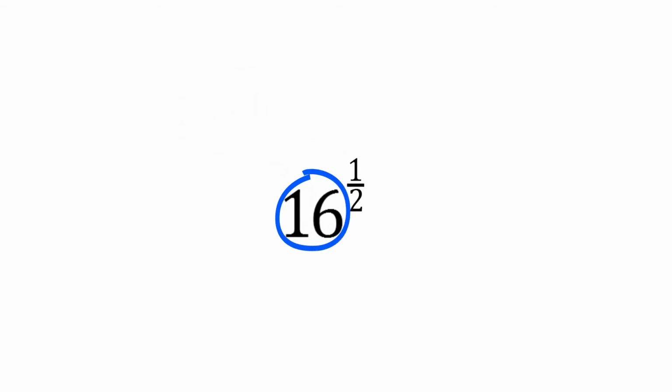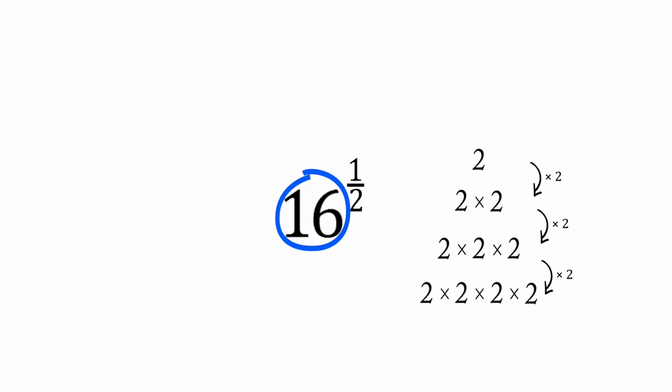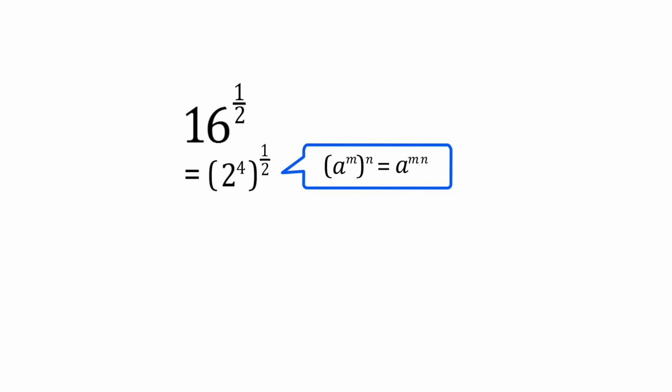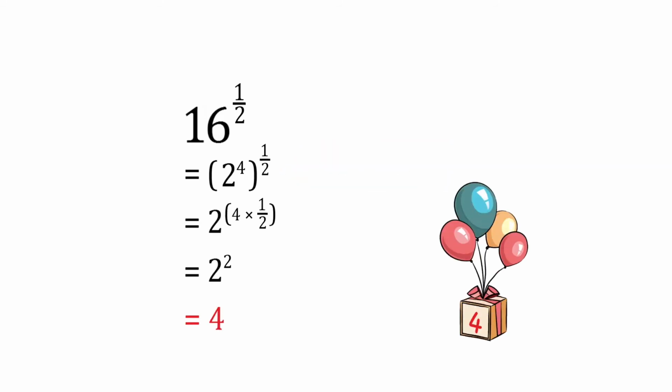Again, 16 is a composite number. We should write 16 as a product of its prime factors. We know that 16 equals 2 times 2 times 2 times 2, and we can express it as 2 to the power of 4. By substituting 16 as 2 to the power of 4, we will get this. Similarly, by applying this law of indices, we can multiply the indices 4 and half to get 4.